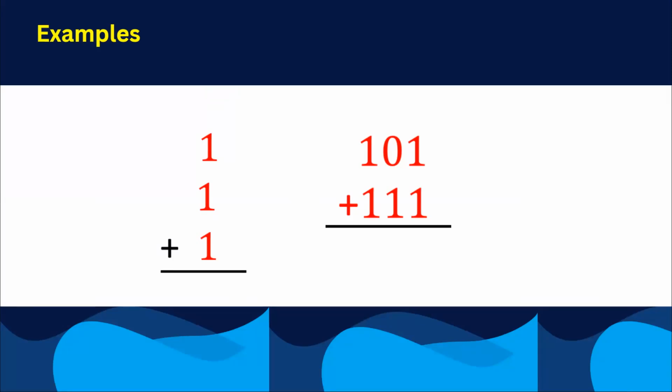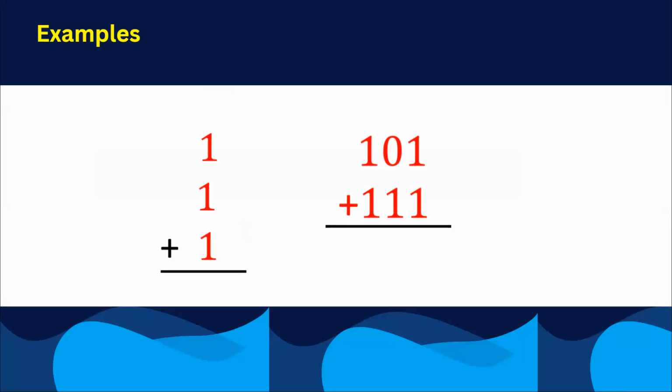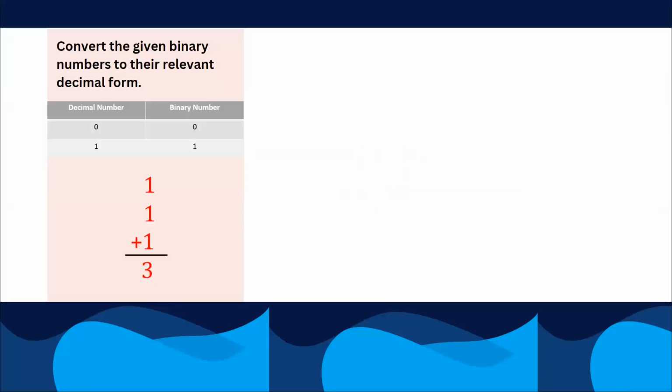We will first solve it with, now there were two approaches that I just told you to add binary numbers. The first approach, we'll now look at the first method, that's converting from binary to decimal. And let's look at the first example. So you've got 3 ones and you want to add them together. And so what we do is that we convert the given binary numbers to their relevant decimal form.